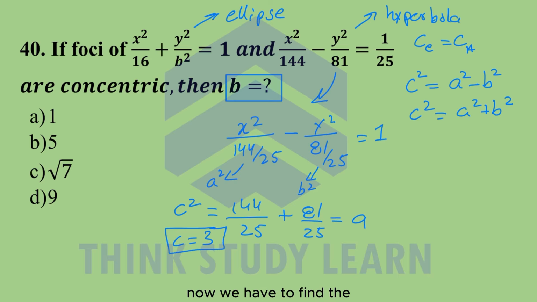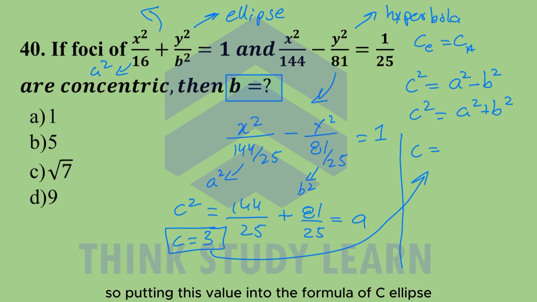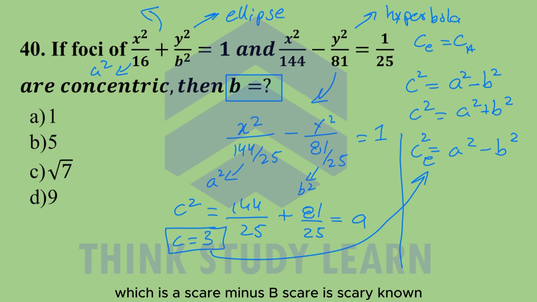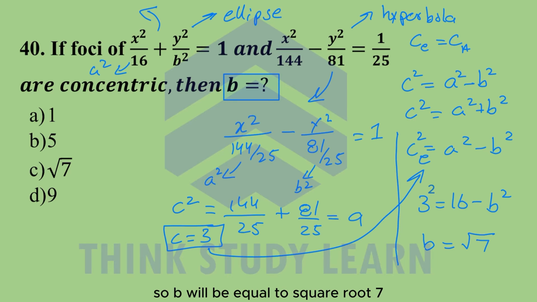Now we have to find the foci of the ellipse from this equation. So finding the foci of the ellipse, here a square is 16. We know that c of ellipse and c of hyperbola are equal. So putting this value into the formula of c ellipse, which is a square minus b square, a square is known and c of ellipse is equal to c of hyperbola. So 3 is equal to 16 minus b square. So b will be equal to square root 7. C option is the right answer.